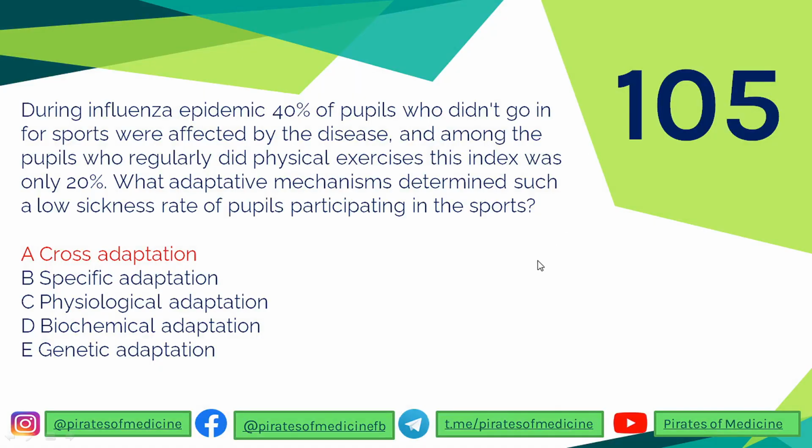105 is that during an influenza epidemic, 40% of people who didn't go for sports were affected by the disease, and among the people who regularly did exercises, this index was only 20%. What adaptive mechanism determines such low sickness rate of pupils participating in sports? So cross adaptation is a simple type of adaptation in which the logic behind it is that if you physically exert yourself, if you do a regular amount of physical exercise, your body becomes more immune to diseases.